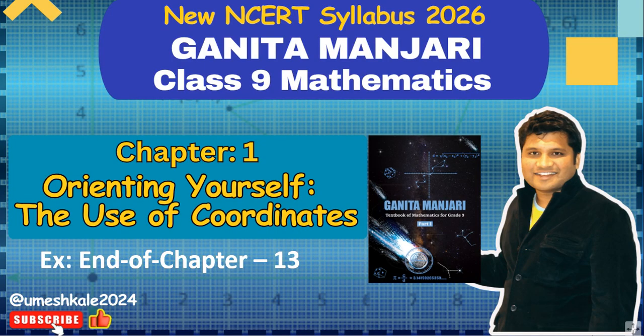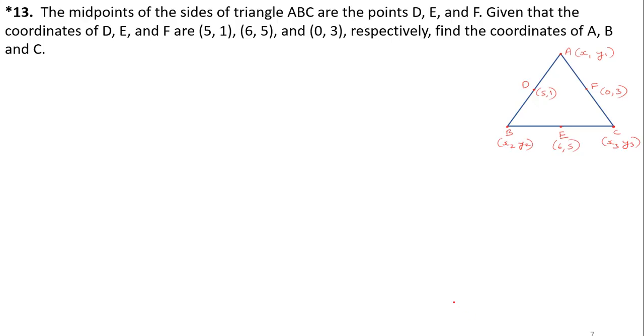Hello everyone, in this video we will be studying question number 13. So now here we see question number 13. The midpoints of the sides of triangle ABC are D, E and F. Given that the coordinates D, E and F are these respectively, find the coordinates of A, B and C.